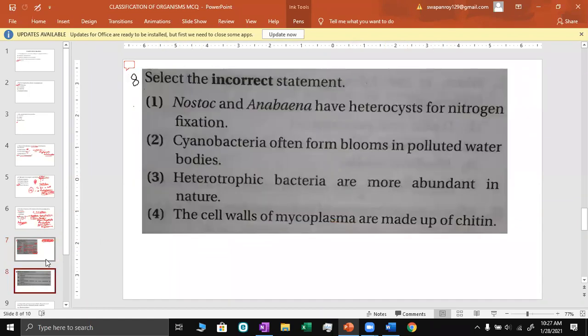Then come to the next. Select the incorrect statement. Nostoc and Anabaena have heterocyst for nitrogen fixation. Incorrect, we have to select. Cyanobacteria often form blooms in polluted water bodies.